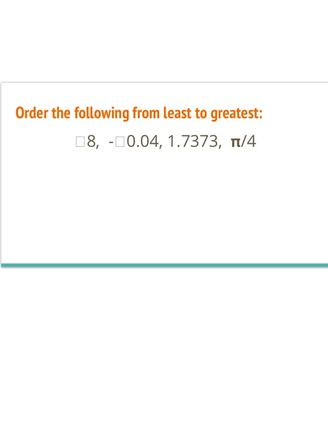All right, let's look at this one. And of course, my radical signs are missing. So I have the square root of 8 compared to the negative square root of 4/100 compared to 1.7373, and finally pi divided by 4. I want you to go ahead and convert all of these using your calculator, probably to decimal form. That seems to be the easiest, and put them in order from smallest to greatest. And then when you're ready for checking, come on back.